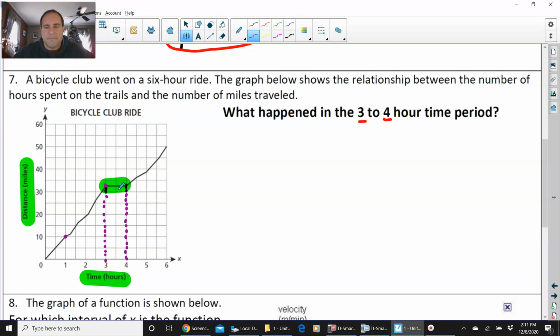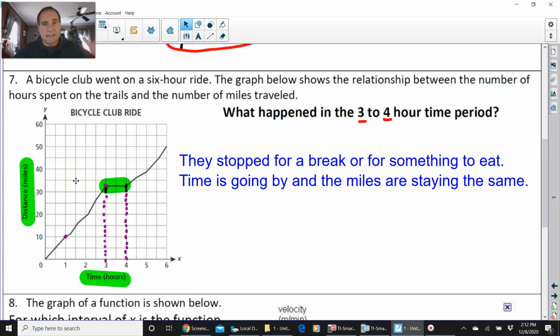Okay, so they stopped for a break or for something to eat. Time is going by, and the miles are staying the same. So if you want to go ahead and copy that down or just check your answers, they stopped for a break right here at the 3-hour mark, and they maybe got something to eat, went to lunch, whatever it is. Time is going by and the miles are staying the same.